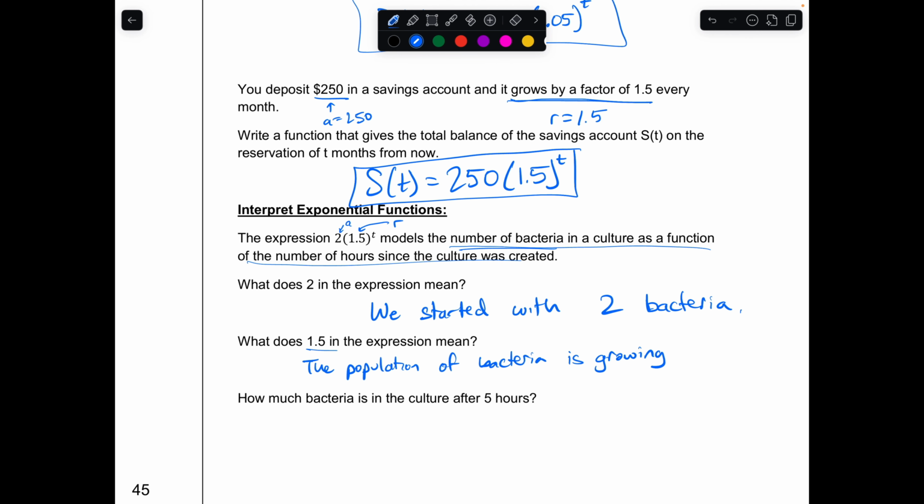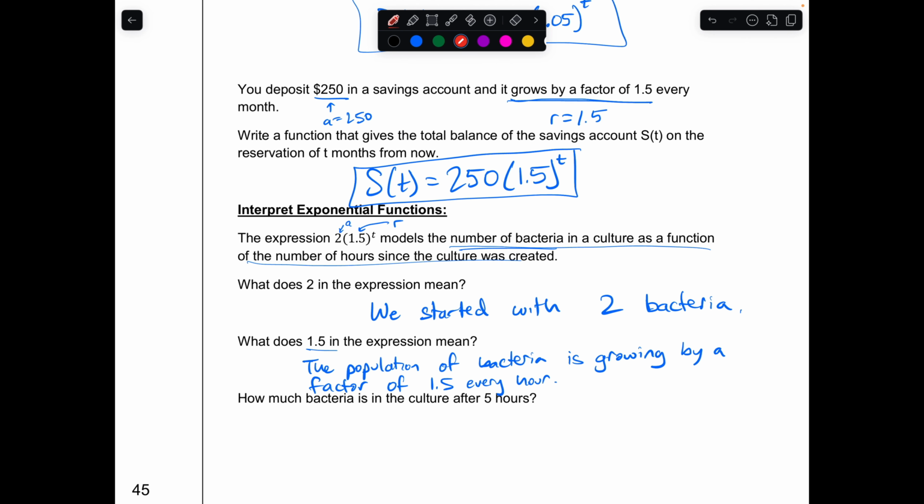And then we need to say how fast it's growing. So you can say by a factor of 1.5. We do have to say how often, though. Is it growing by a factor of 1.5 every minute, every hour, every week, every year? So we need to read that word problem again carefully. It's saying that T is the number of hours since the culture was created. So it's growing by a factor of 1.5 every hour.